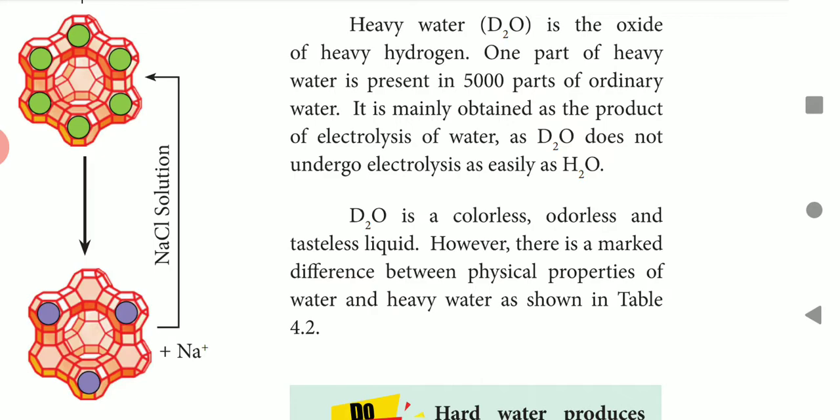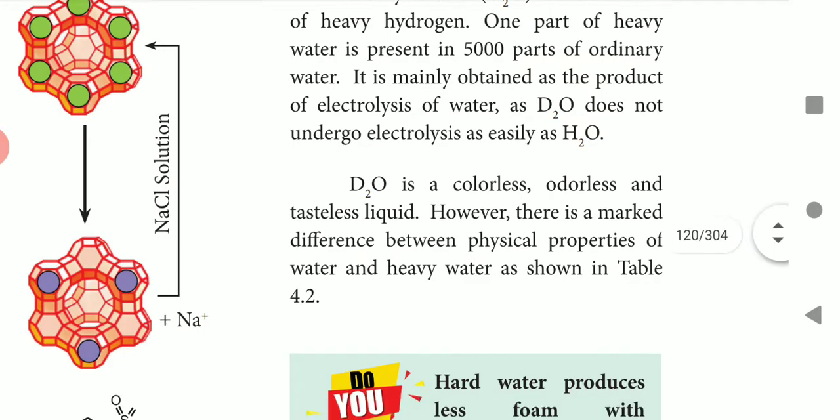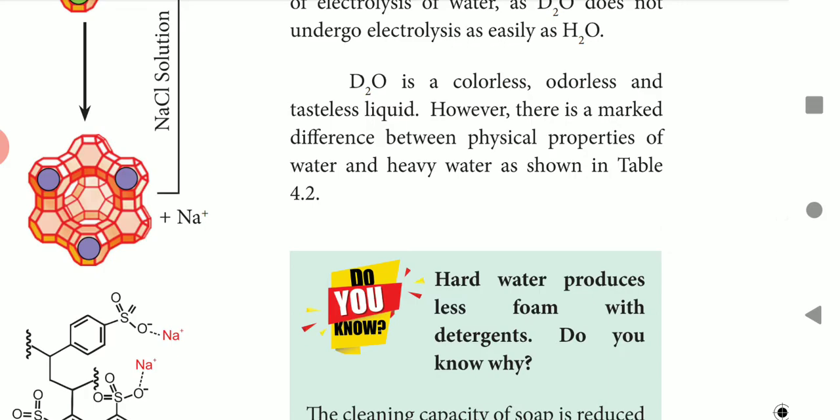This is heavy hydrogen. If you take 5000 parts of ordinary water, in 5000 liters you can see 1 ml of heavy water. It is mainly obtained as a product of electrolysis of water, as D2O does not undergo electrolysis as easily as H2O. So how can you prepare this? By electrolysis only. D2O is a colorless, odorless and tasteless liquid.